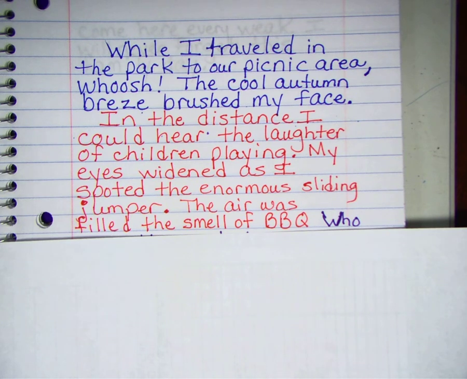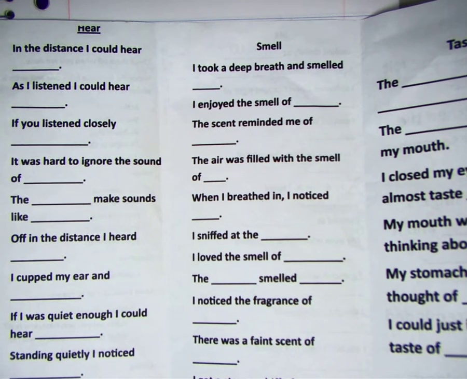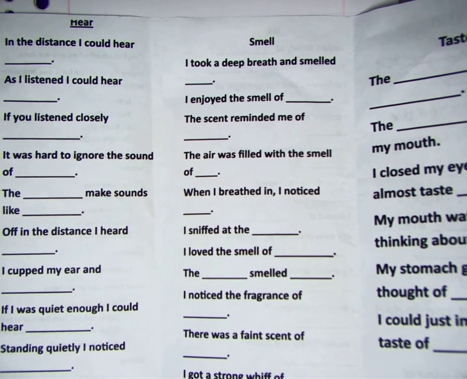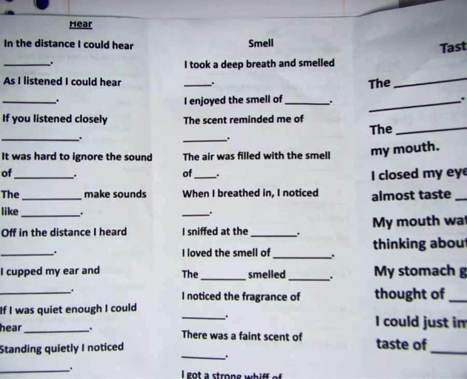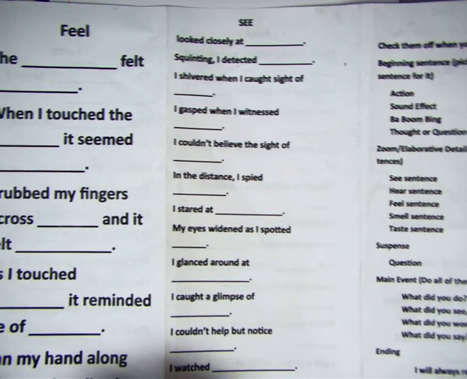So this right here is my elaborative detail, my description of what was going on. What happened is, in the distance, I could hear the laughter of the children playing. With that sentence, the children will get a sentence starter sheet, and it looks just like this. It has different sentence starters that they can use for the writing. On the STAR test, they won't be able to, but they can use these now in class, and every student will have a set of these.